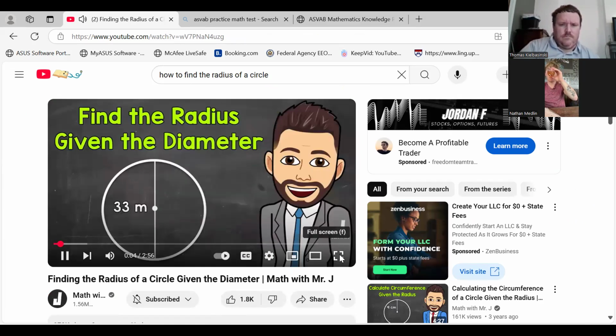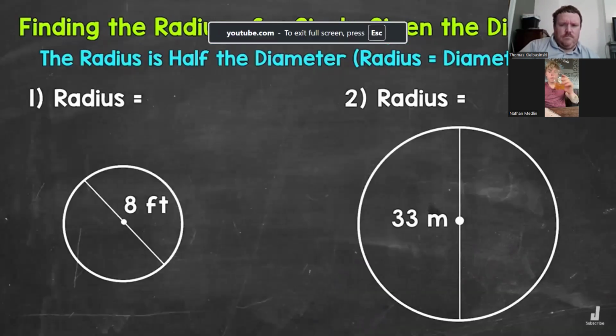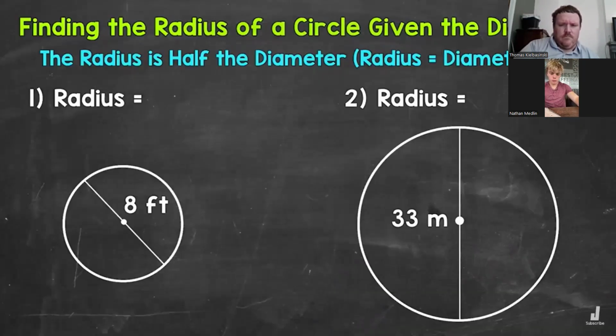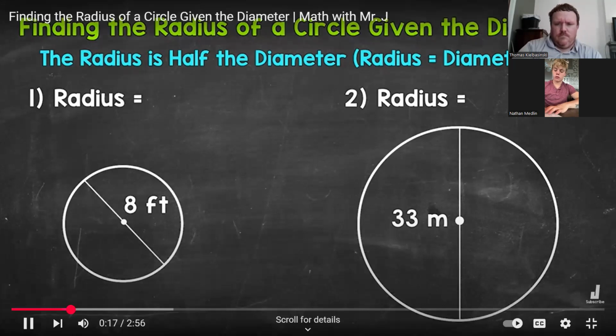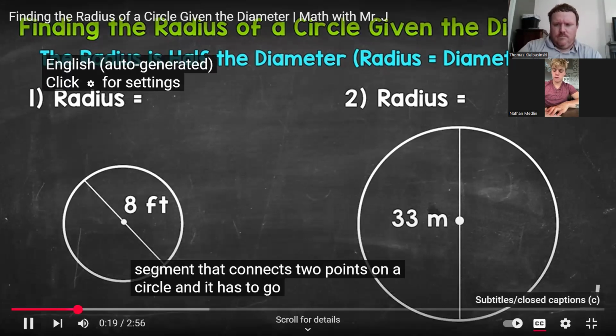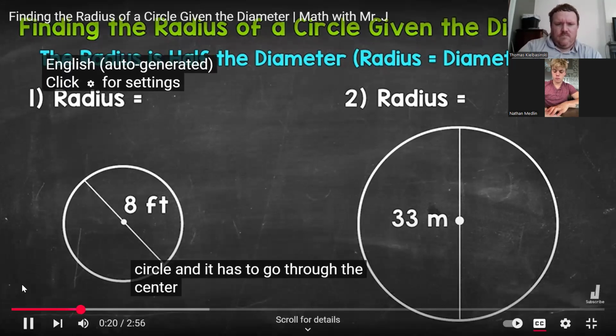In this video, I'm going to cover how to find the length of the radius of a circle given the length of the diameter. Now, the diameter of a circle is a line segment that connects 2 points on a circle, and it has to go through the center. So a diameter goes all the way.